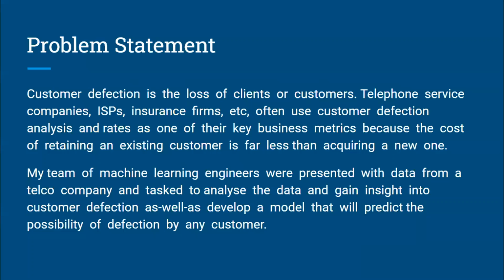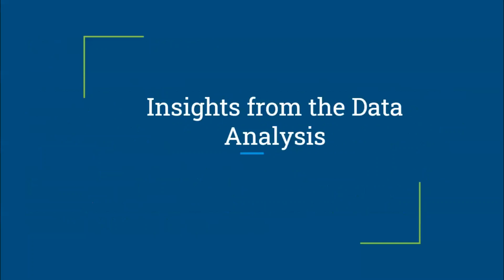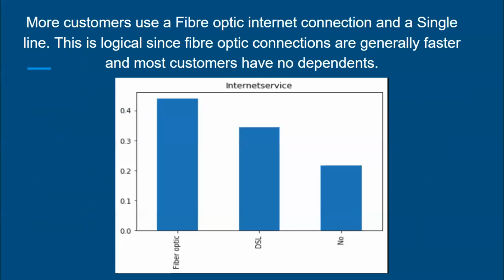So the insights from my data analysis is as follows. So first, we discovered that most of the customers use a fiber optic internet connection and a single line. And this was logical because if you do research, you find out that fiber optic connections are generally faster than DSL. Also, most of the customers do not have dependents, so it made sense that they use just a single line.